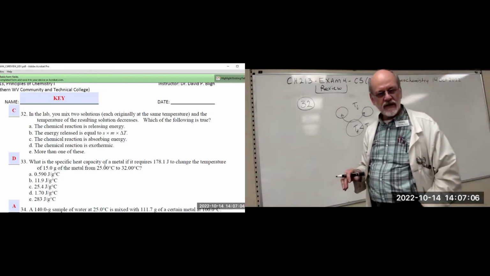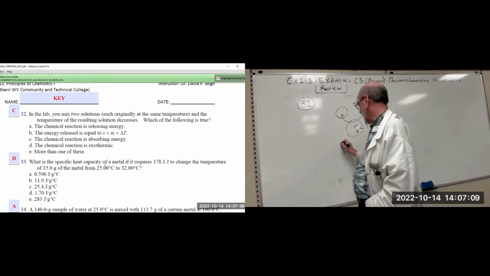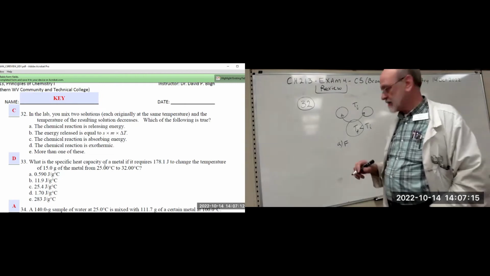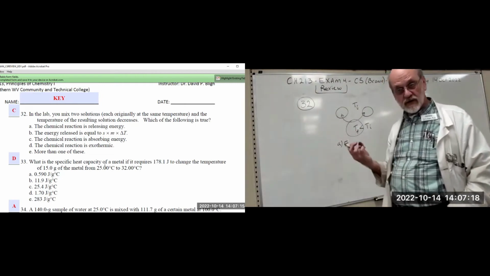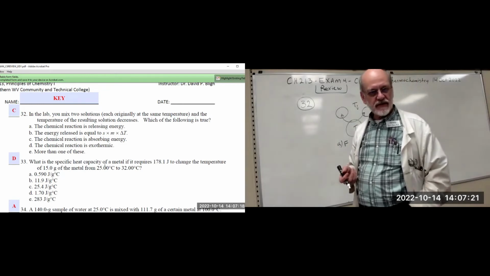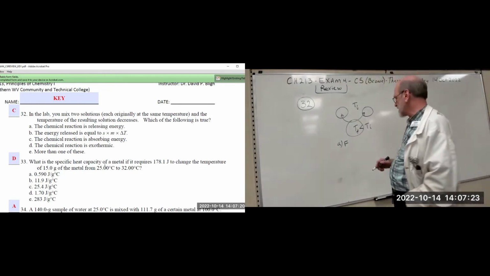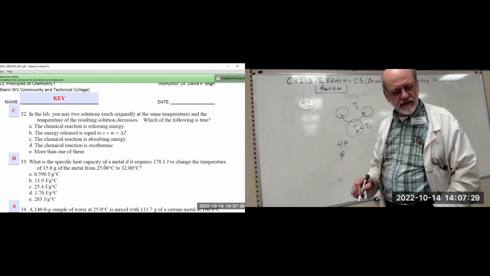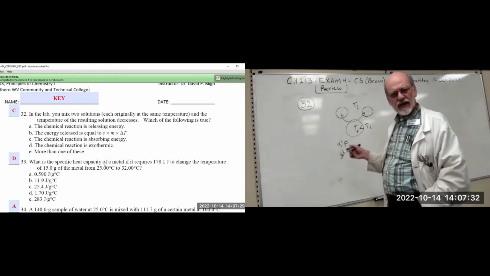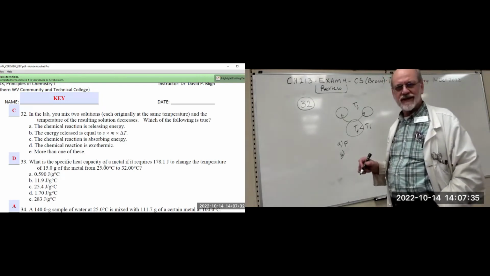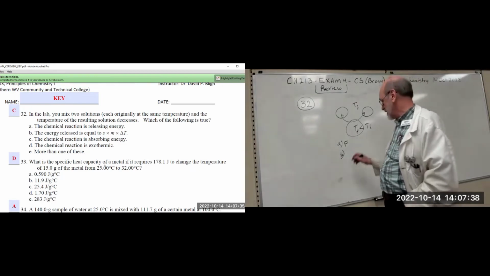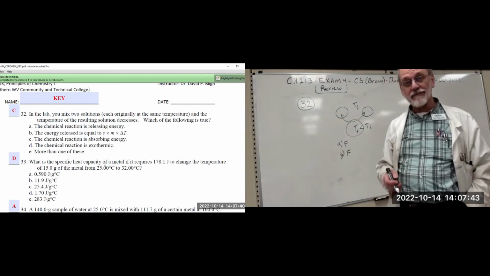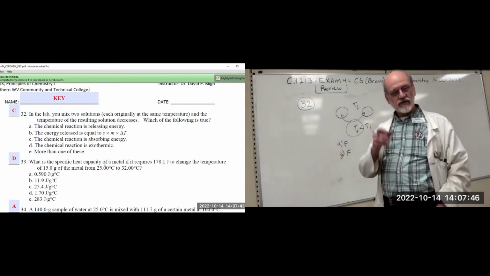The chemical reaction is releasing energy. A, false. It's absorbing energy. Temperature is decreasing, so it would absorb energy from its surroundings. B, this energy released is equal to S m delta T. The energy released. Well, no, we just said it's absorbing energy, so it doesn't matter what the formula is. It doesn't release energy, right? So B has to be false, regardless of the equation. The words energy released are wrong.